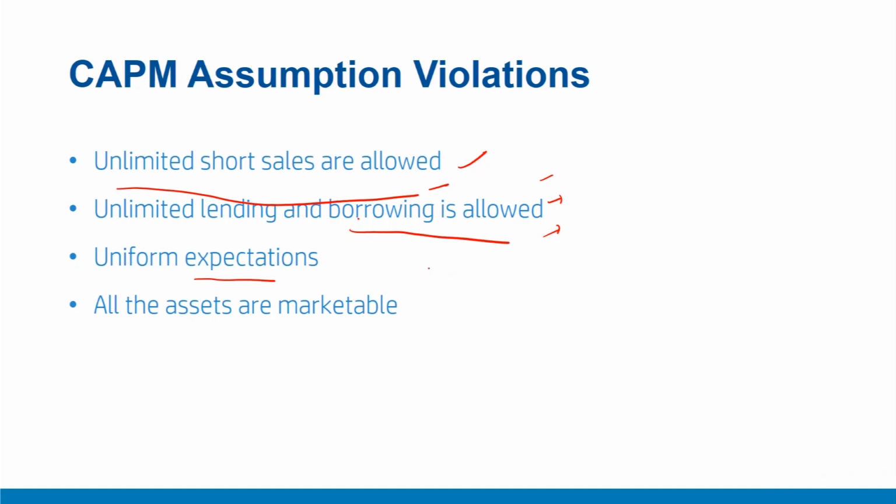The mean variance frontier for all the investors is the same, that is, the risk return trade-off for all the investors is the same, which is of course not true. Another very important assumption is that all the assets are marketable, which suggests not only the assets that are traded in financial markets, but human capital and various other real physical assets are also marketable completely, which is not true.